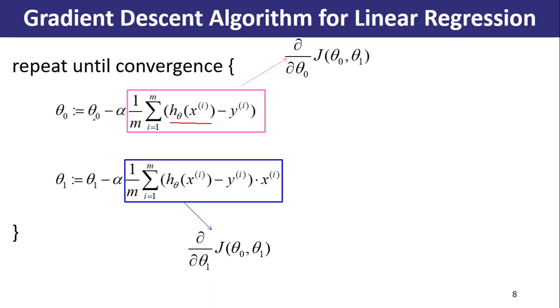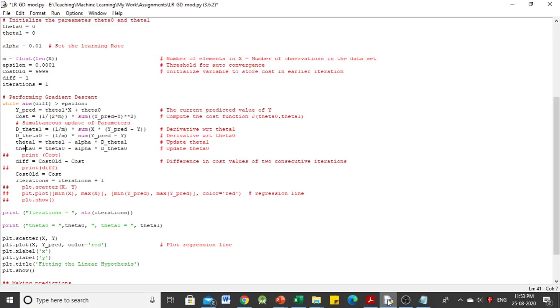Once again, theta 0 is updated as theta 0 old value minus alpha into derivative. Theta 1 is updated as theta 1 minus learning rate into derivative. The same thing we have written here: theta 1 is updated as theta 1 minus alpha into derivative, and theta 0 gets updated as theta 0 minus alpha into derivative with respect to theta 0.